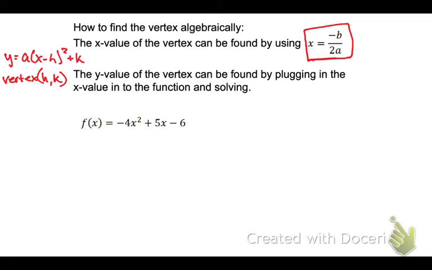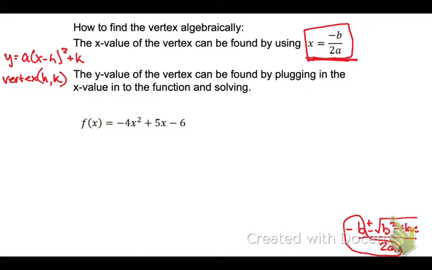Yes. The formula for when you can't factor. The quadratic formula. Okay, do you see this? It is the real part of the quadratic formula. Okay, so once I have the x value, how do I find the y value? Plug in the x.